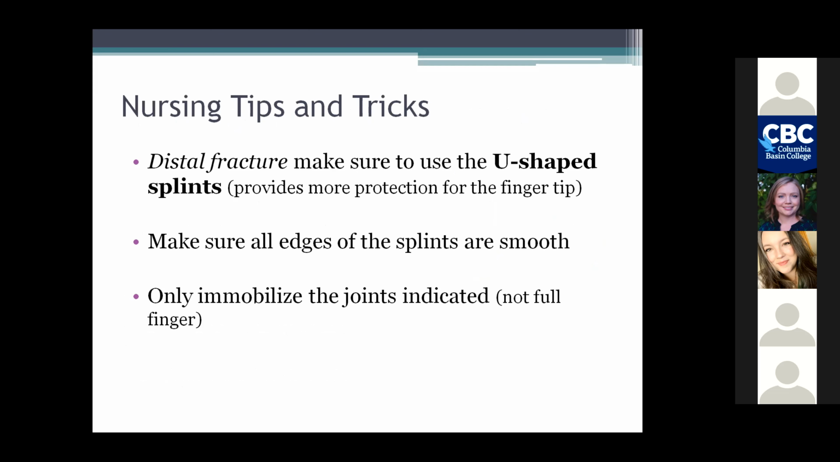For tips and tricks, they said for distal fracture, you're going to want to make sure to use a U-shaped splint or something that provides protection to the tip of the finger. Make sure all the edges are smooth, especially for those aluminum ones. And then only immobilize the joints that are indicated. So you're not going to immobilize a whole finger if it's the distal joint. And those are my references.